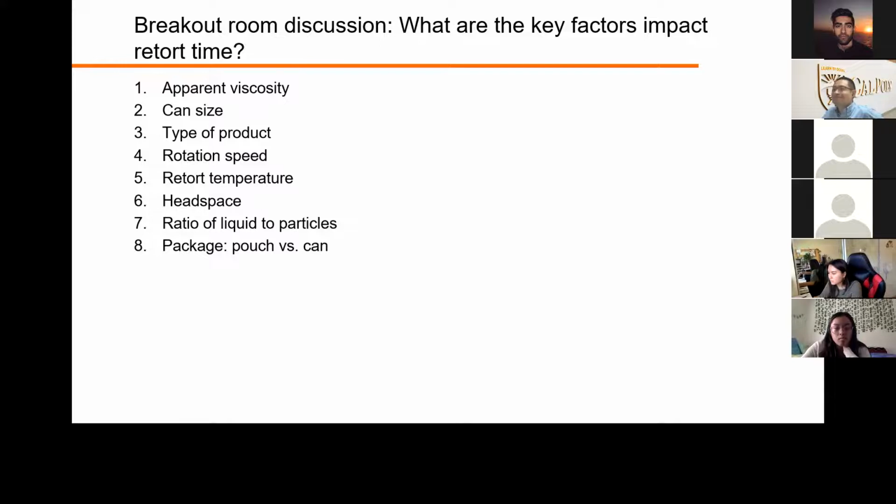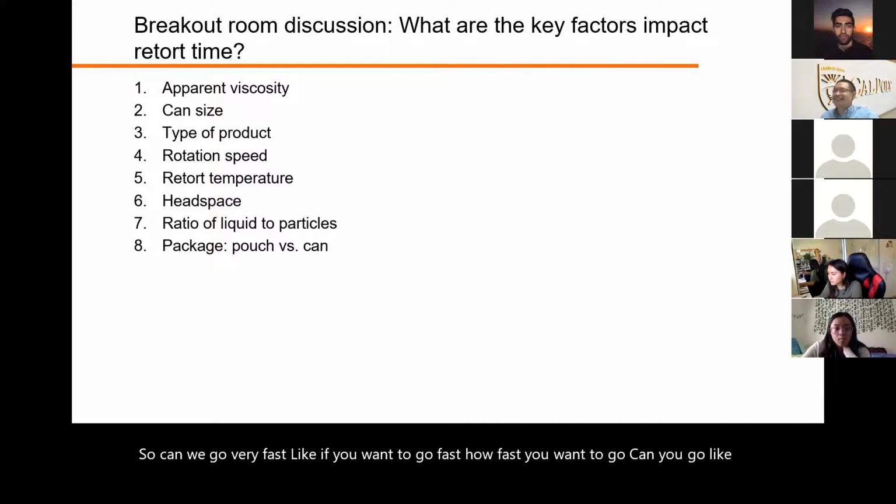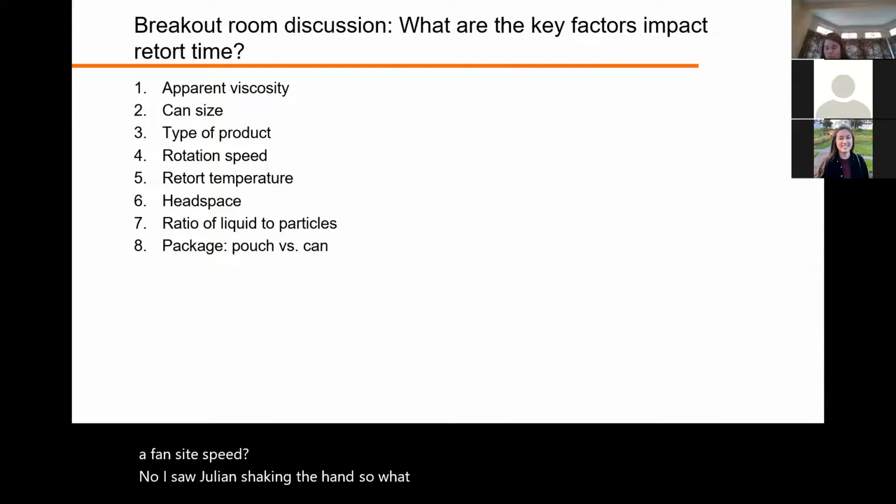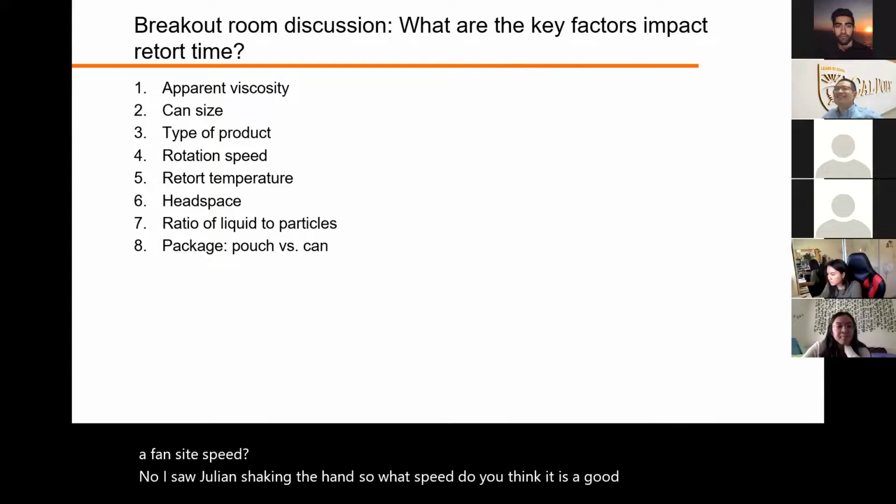in the product. Yes. So can we go very fast? If you want to go fast, how fast do you want to go? Can you go like a fan speed? No, I saw Julia shaking her hand. So what speed do you think is a good speed? How to determine that?